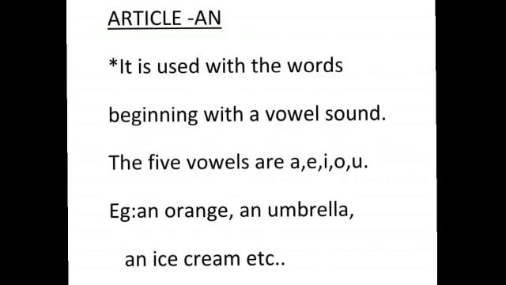Next, we are going to see when we use article an. It is used with the words beginning with a vowel sound. The 5 vowels are A, E, I, O, U. So we use article an with the words beginning with vowel sound only. Examples, an orange, an ice cream, an umbrella.